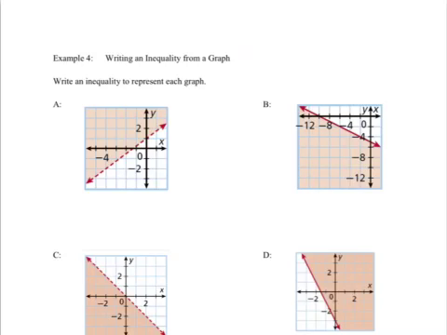Write an inequality from a graph. So basically what you need to do is write the equation for the line, just like we've done before. So you need to find the slope and the y-intercept, so you can write an equation in y equals mx plus b form, except we won't have an equals this time.